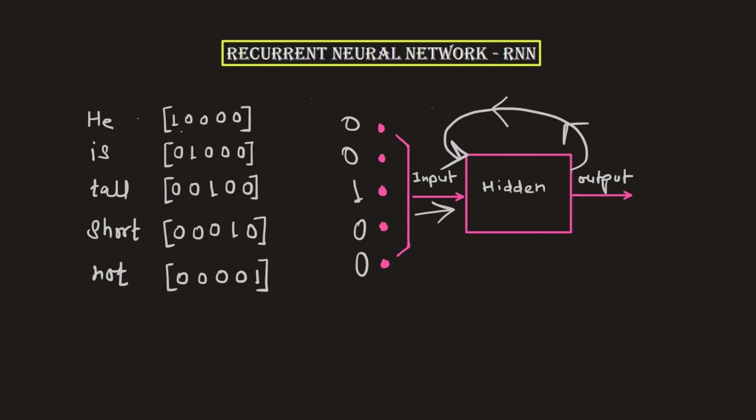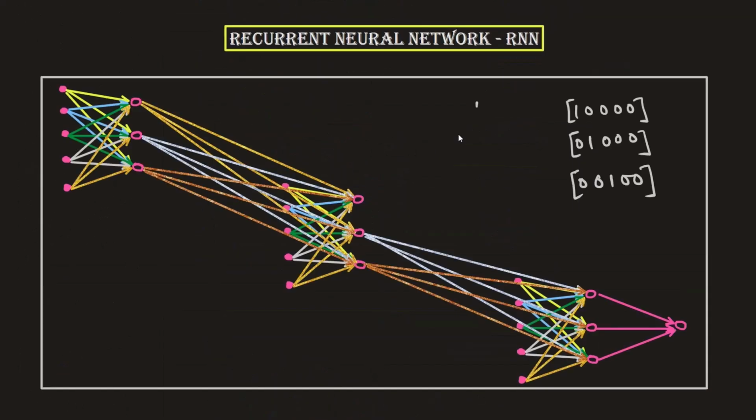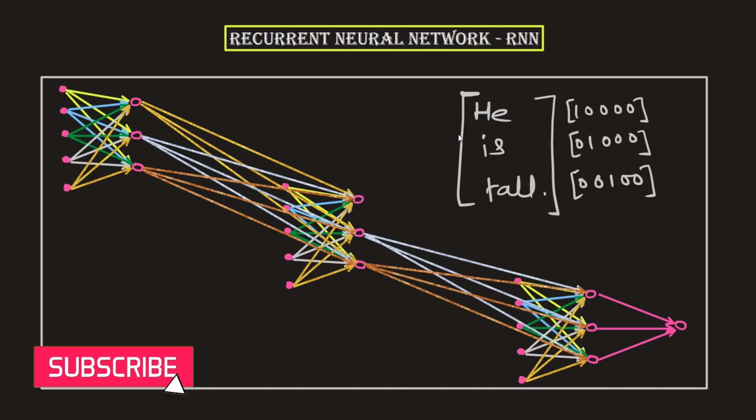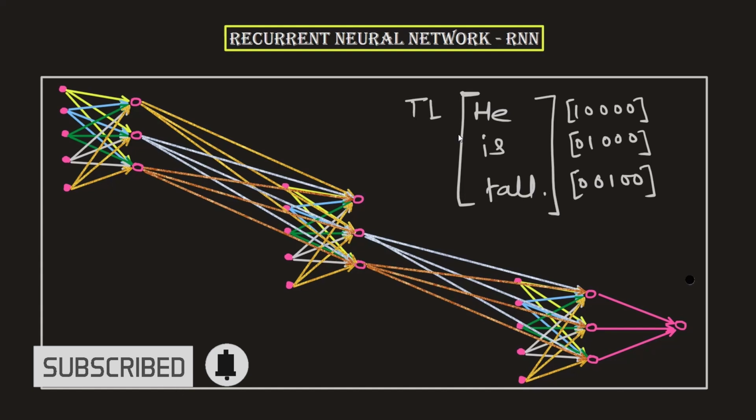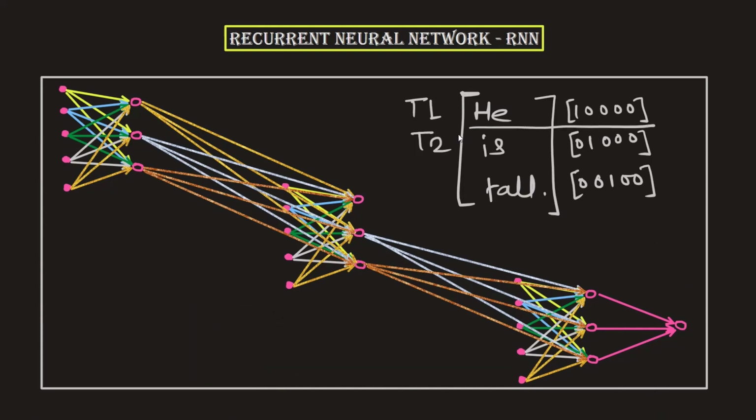So I have drawn a detailed structure of this RNN model to make you understand exactly how it is happening. This is the vector representation of the first data point, which is "he is tall". As you know, when we are working with an RNN architecture, this entire information would not be passed to the model at a time. In the first timestamp, we will pass this particular information. In the next timestamp, we will pass this particular information and so on.